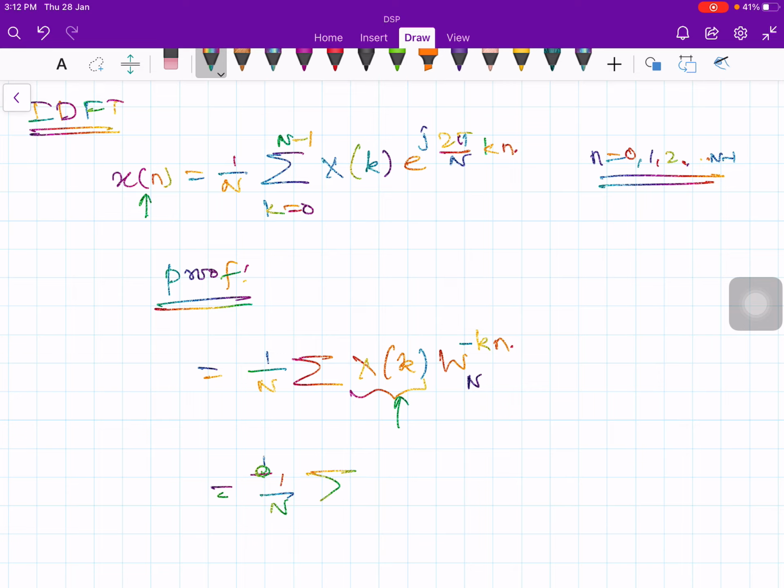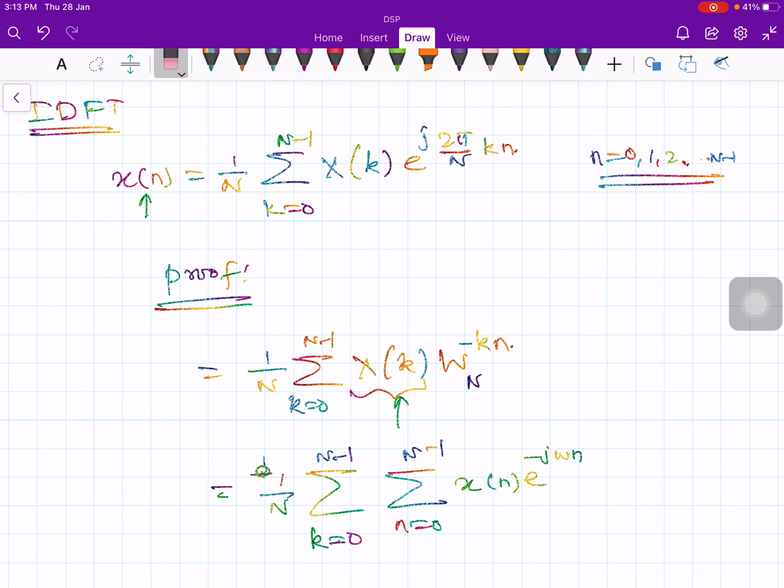1 over N summation of, here k is equal to 0 to capital N minus 1, x of k is, what is the definition? Summation of n is equal to 0 to N minus 1, x of n e to the minus j omega n. Do you remember this? I am sorry, minus j, instead of omega we replace by 2 pi by capital N and kn, and already I have this one more guy, W_N to the minus kn, and here also n and here also n.